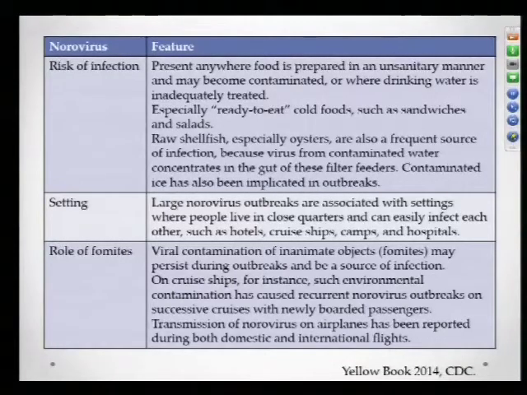Role of fomites. So I talked about fomites, and somebody comes in with the diarrhea, doesn't wash their hands, goes and touches surfaces. Somebody comes later, touches that surface, puts their hand in their mouth. I don't know why people put their hands in their mouth, but it happens. Then you get norovirus.